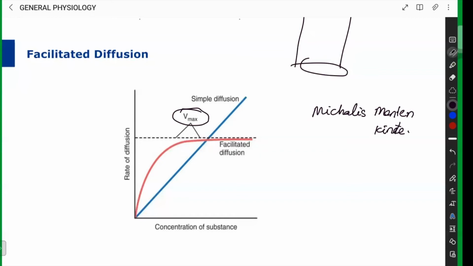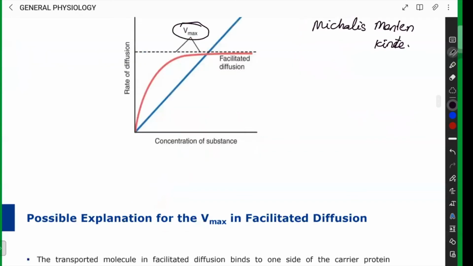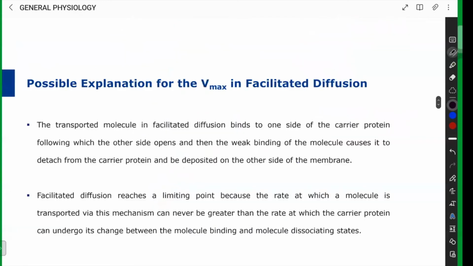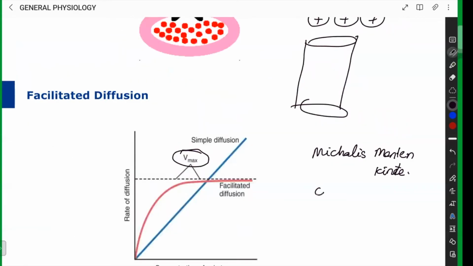Whereas in facilitated diffusion, it is going to depend upon two important concepts that determine the rate. One is your concentration gradient. Second is the channel property, that is how big your door is. Whether the door can accommodate one person at a time or two persons at a time. And similarly, how many doors are there, that is the number of channels.